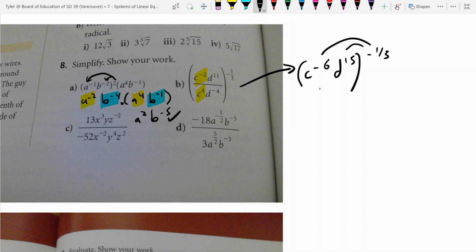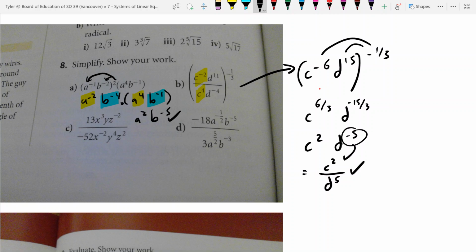When we apply that exponent, it's going to end up becoming c to the power of 6 over 3, positive, and d to the power of 15 over 3, but it's negative. We're going to simplify those exponents, so it becomes c squared and d to the negative 5. We don't like having negative exponents, so this is actually going to become c squared over d to the 5 on the denominator. And that's done, because when we have a negative exponent, it moves to the denominator. Or if it's in the denominator, up to the top.